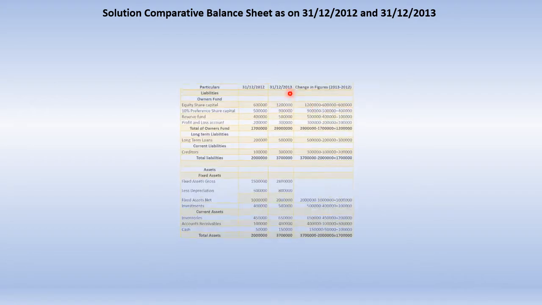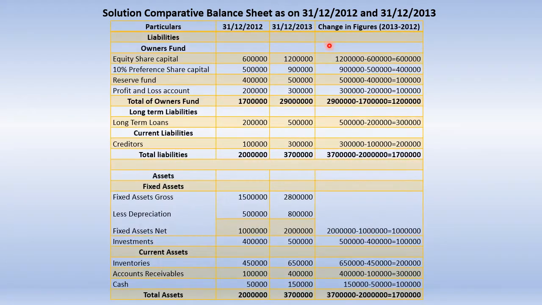We will move on to the next step in the calculation part, where I'll be finding the changes in figures. The change in figures is nothing but the latest year, 2013, minus 2012, which we were doing in the comparative income statement. The same procedure applies here. It should always be the latest year minus the previous year. Here the latest year is 2013 minus the previous year, 2012.